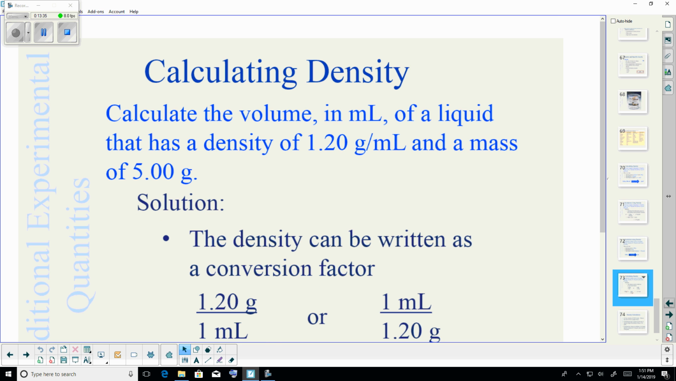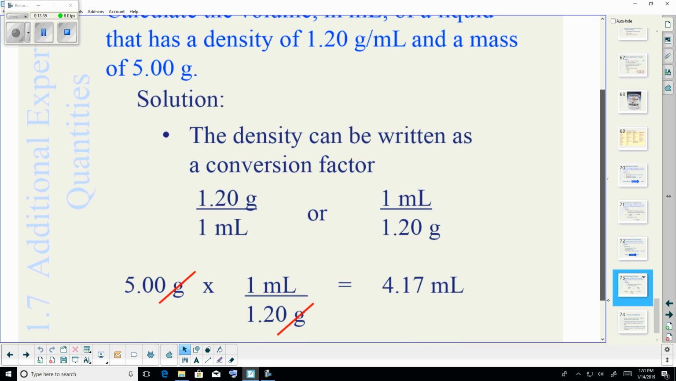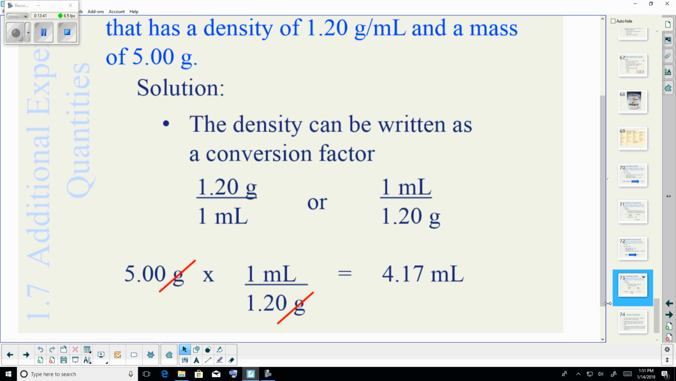Go back, I keep hitting the thing twice. So the mass, and this is the reciprocal of the density, so this is 1 over density. So it's mass divided by density. 4.17 mils.